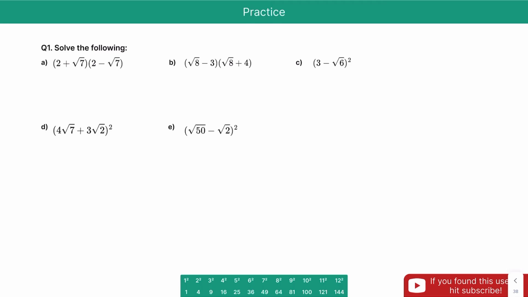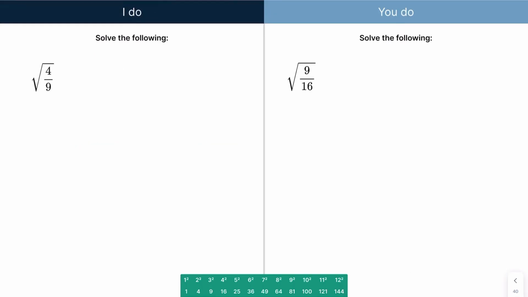So here's some practice questions for you to have a go at. Press pause and have a go. And here are the answers.